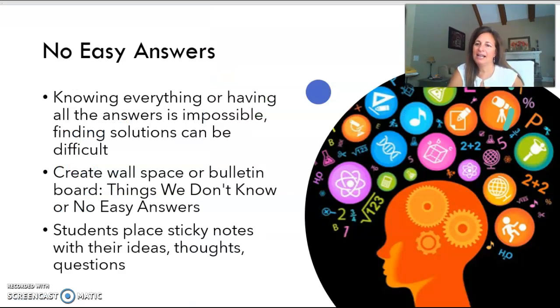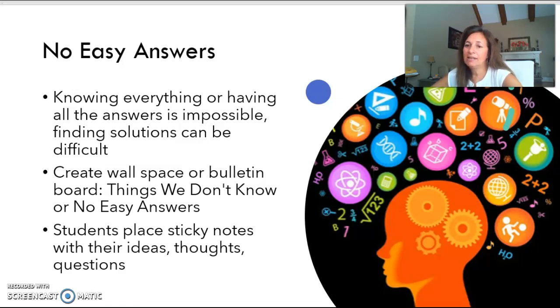This was a great idea to start getting kids to think critically, and it's adding maybe a bulletin board, but getting the kids to realize that there are no easy answers and that there's not an answer for everything. They kind of come to us, especially when they're younger, thinking we know everything. And I think it is important for them to understand that everything doesn't have a perfect answer, and to start understanding that we need to seek out more information and think critically. So knowing that having all the answers is impossible.